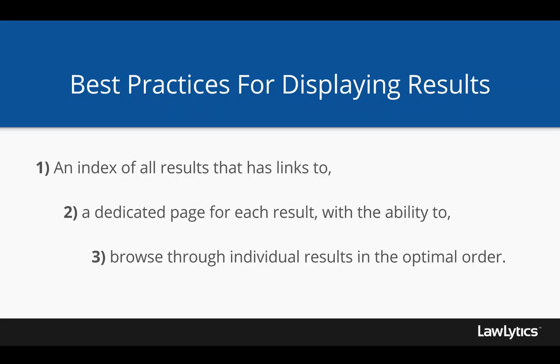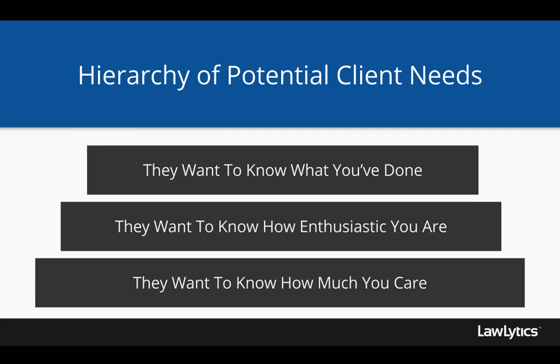And then within the individual results, you would have the ability to browse from one result to the next in whatever order you, as the attorney or whoever is advising you, choose as optimal for the flow of your potential clients through your website. That's something LawLytics is set up to do, and we not only provide the software for it, but we also provide you guidance as far as how you do that. So if you're a LawLytics member and you are struggling with how to order your case results, let us know, and we can certainly help you with that.